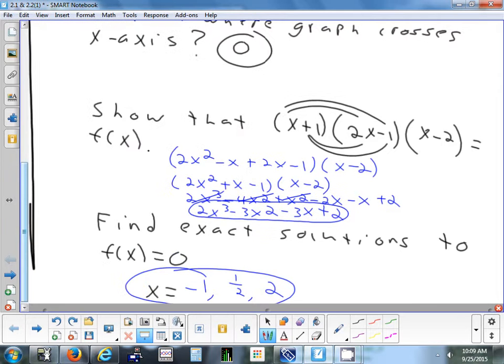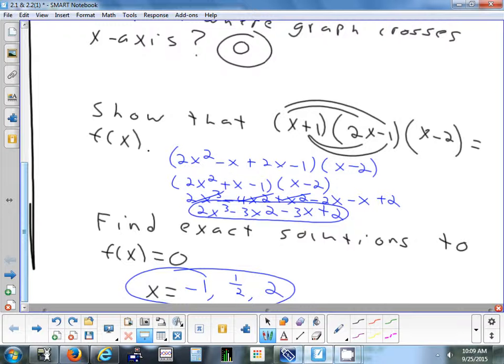Now, if we look back up at the equation we had factored, watch what happens if you plug -1 into the first set of parentheses. You get -1 plus 1 is 0, and then 0 times anything would be 0. Well, let's look at what happens if you plug in 1/2 into the second parenthesis. 2 times 1/2 is 1. 1 take away 1 is 0. And then 0 times either of the other 2 factors would be 0.